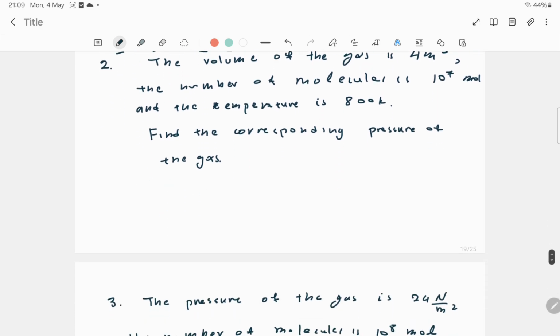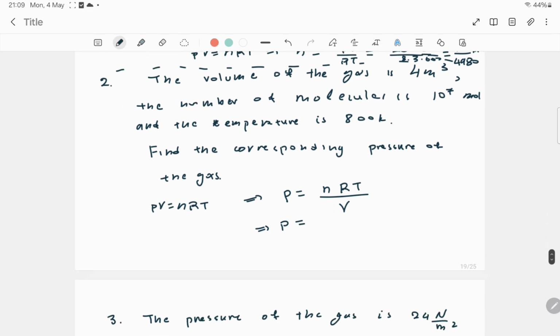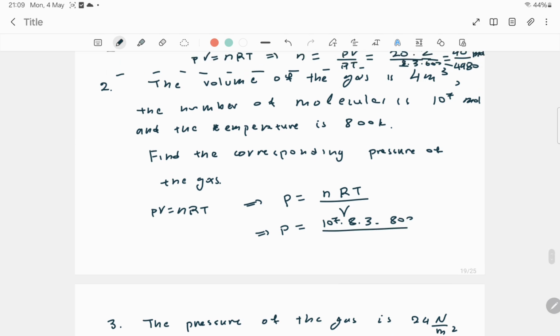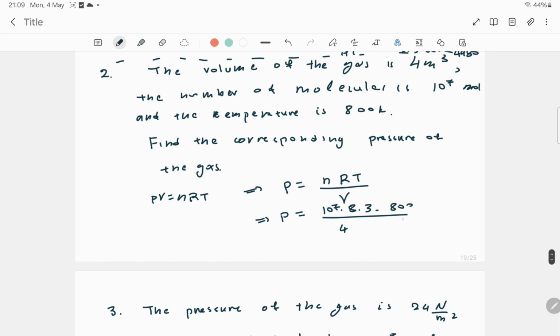We do the same approach here. PV equal nRT is my initial equation, and we want to find the pressure of the gas, so the pressure is going to be nRT over V. n is the number of molecules, 10 to the power of 7 times 8.3 times the temperature, which is 800, divided by the volume, which is 4. And this is Newton per meter squared.